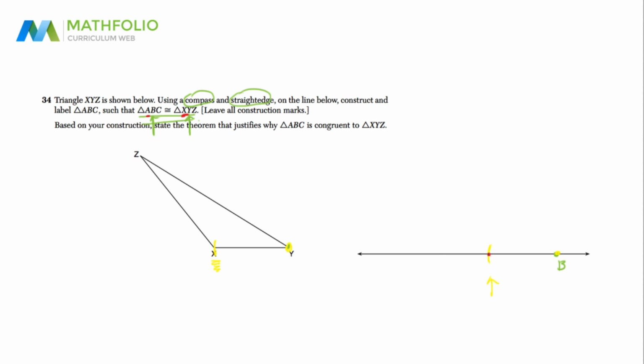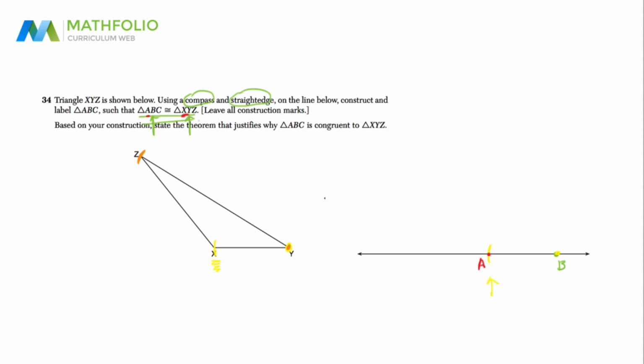So this point, the intersection of the line and the arc, is point A. Now the next bit, I'm going to change this to orange. I'm going to go back to my original point Y, put the point of the compass here and open up the compass so it's the same size, the same length as YZ.